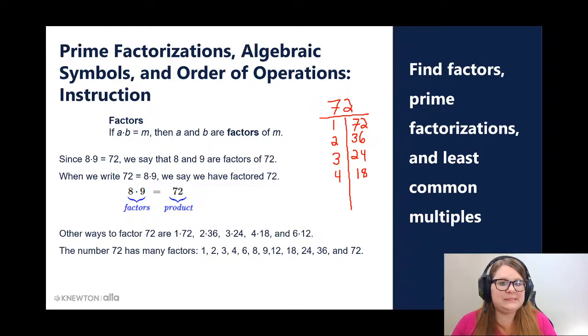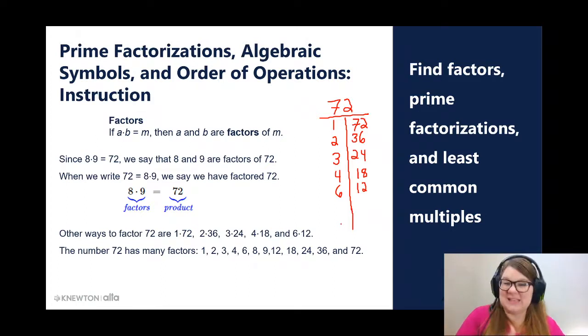5 does not work because it doesn't end in a 0 or a 5. 6 works because 2 and 3 both worked, okay? And when I divide by 6, I'm going to get 12. And 7 doesn't work because when I try that, I can see that 7 would go into 70 evenly, but 72 is only 2 away, so it doesn't work.